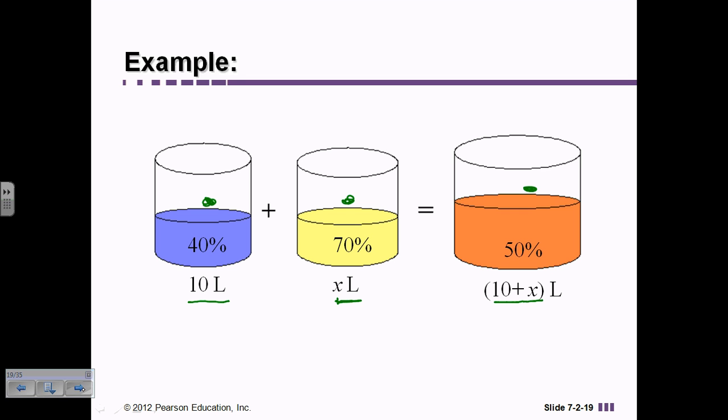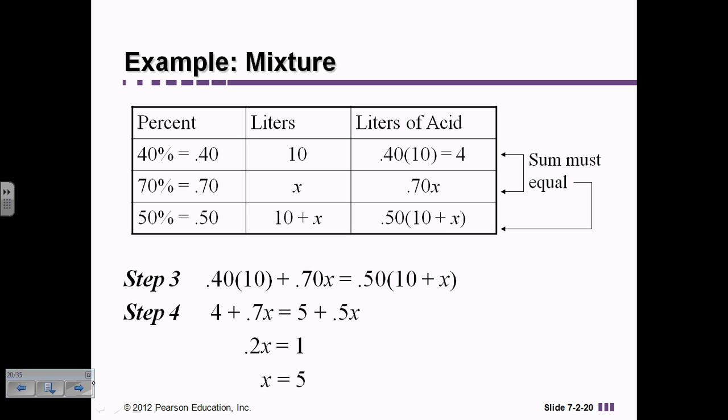These two mixtures are supposed to be equal, so that's what we're going to do. So 40% is 0.40 times the number of liters, that was the formula, base times percentage, equals 4. So 0.40 times 10 liters equals 4. 0.70 is the amount of the mixture I'm adding in. I don't know how many liters I'm adding there, so I get 0.70 times X.